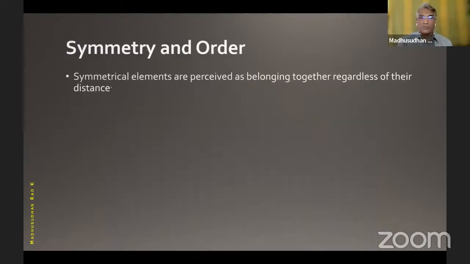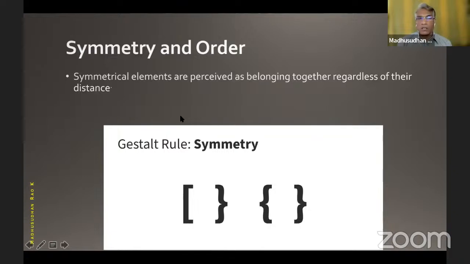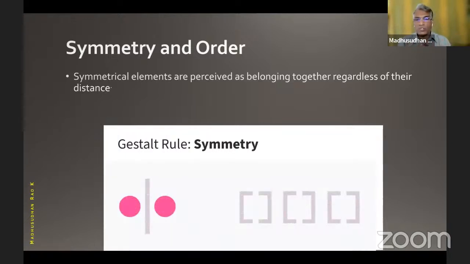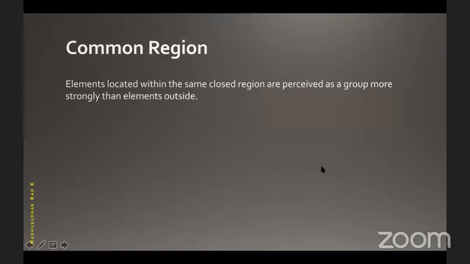Symmetry and order. Symmetrical elements are perceived as belonging together regardless of their distance. See, symmetry. This is different, but you can see they are far away, but still you feel they are symmetric. I'll show you an example. Don't you see symmetry here? Yes, of course you can.